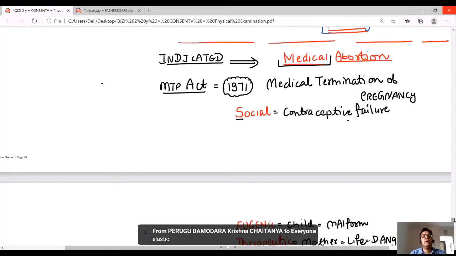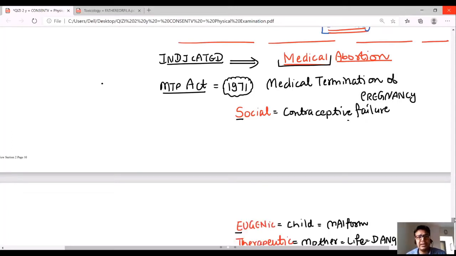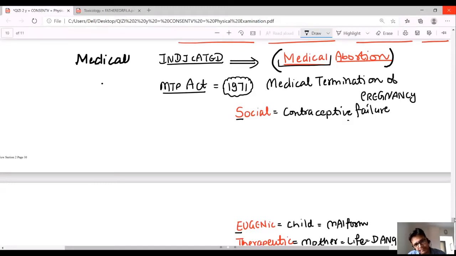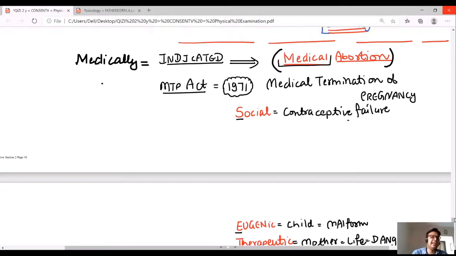Now, sir, medical abortion. Doctor, what is the meaning of medical abortion? Which is done medically. I told you criminal abortion is done criminally, that is an offense. Medical abortion is done medically, which is indicated. So medically indicated abortion is known as medical abortion.